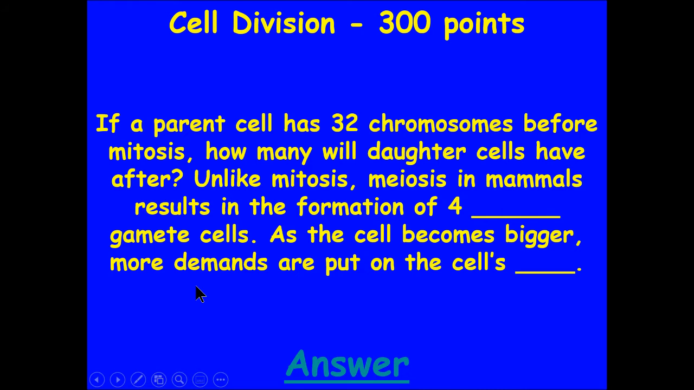If a parent cell has 32 chromosomes before mitosis, that's important. How many will daughter cells have after? And unlike mitosis, meiosis in mammals results in the formation of 4 blank gamete cells. And as the cell becomes bigger, more demands are put on the cell's blank. And I'm just realizing I made a mistake in this PowerPoint. I'm going to have to correct it here in just a second. Answer coming in 5, 4, 3, 2, and 1.